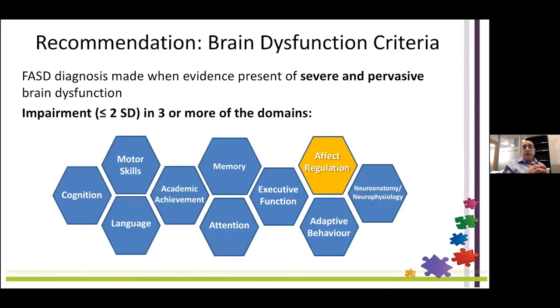So when do we make that diagnosis? We want to look at least 3 domains that are significantly impaired to indicate severe and pervasive brain dysfunction.